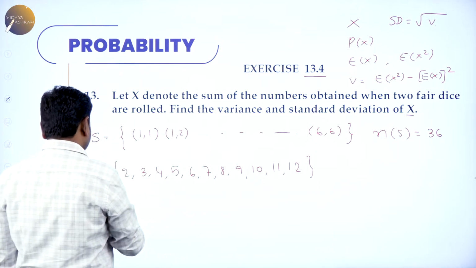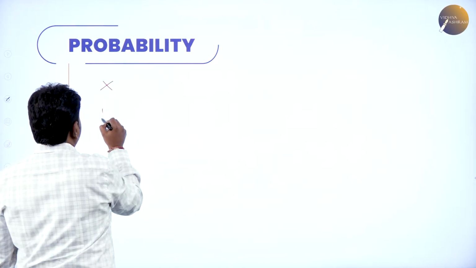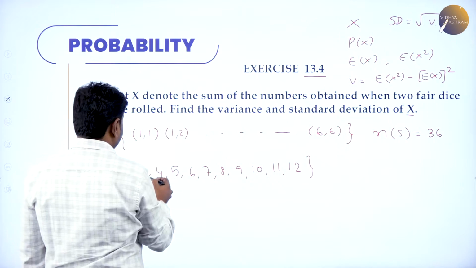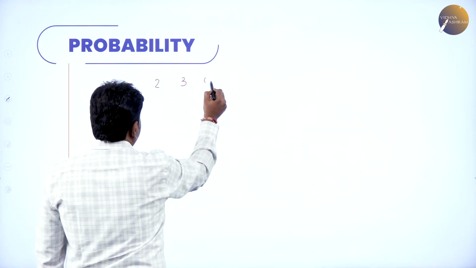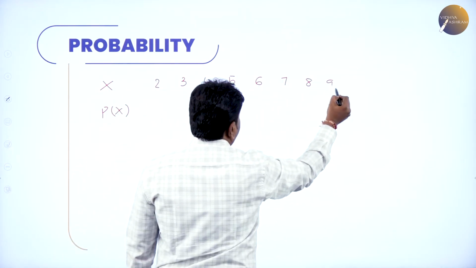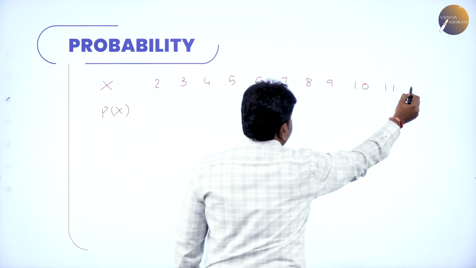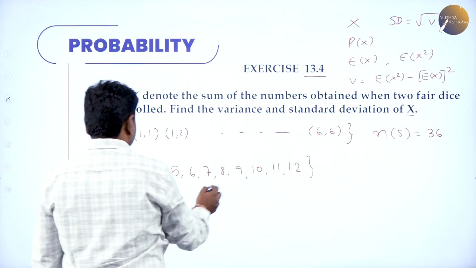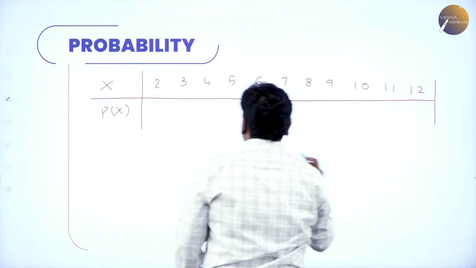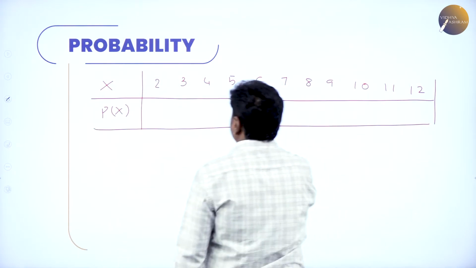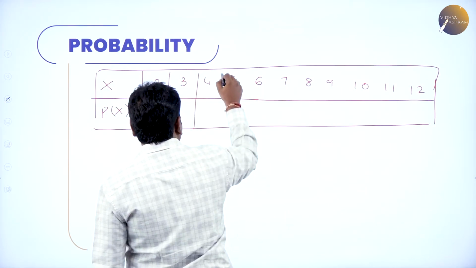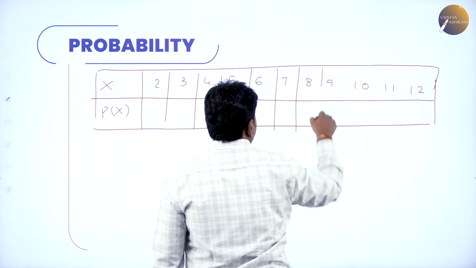Now construct the probability distribution table, x and P of x. So what are the x values? 2, 3, 4, 5, 6, 7, 8, 9, 10, 11, 12. It's the biggest table I can say. Such problems are very difficult, so they have removed this from the PU board this year. In any paper they cannot ask such a big problem, but you should know the methodology, so I am solving this particular problem.